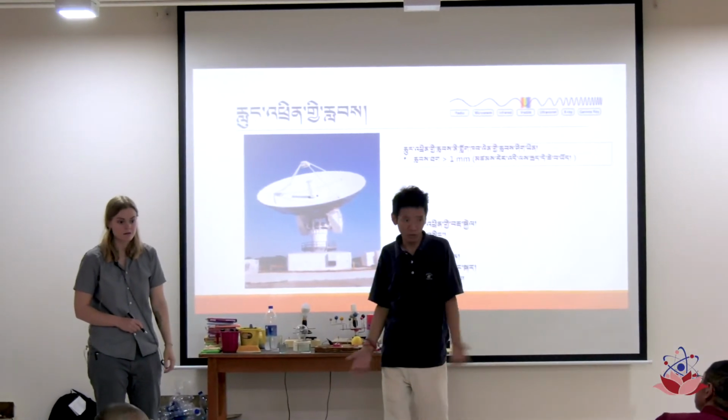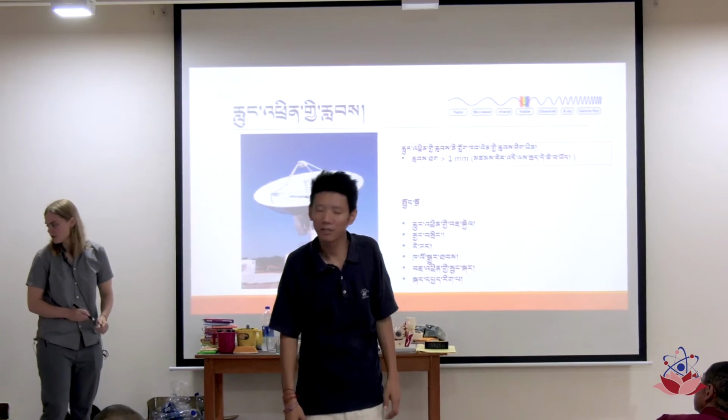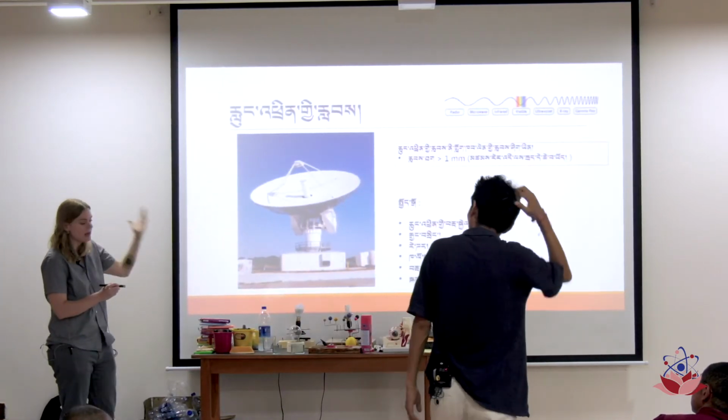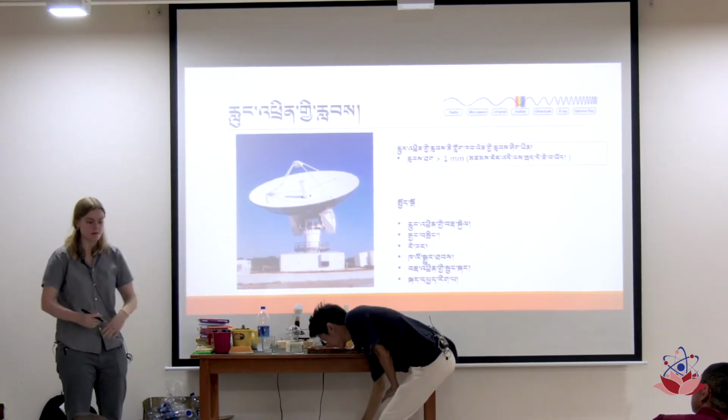They are light, they're just light we can't see. The wavelength for radio waves is basically anything greater than 1 millimeter, sometimes much greater, sometimes meters.